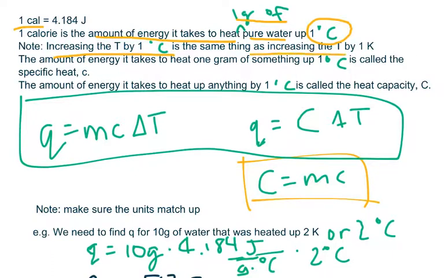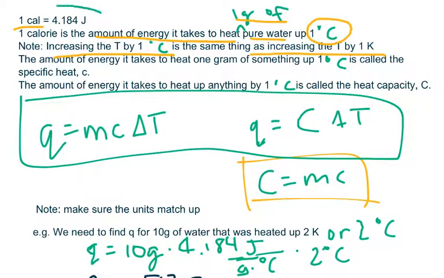So, before we continue, note that increasing the temperature by 1 degree Celsius is the same thing as increasing the temperature by 1 Kelvin. Now you might be wondering, why is that? Well, this is because although degrees Celsius and Kelvin are 273.15 apart, if we increase degrees Celsius by 1, K will also increase by 1, and they will always be 273.15 apart. So that's a nice way of thinking about it. And in the end, increasing the T by 1 degree Celsius is the same thing as increasing the T by 1 Kelvin.